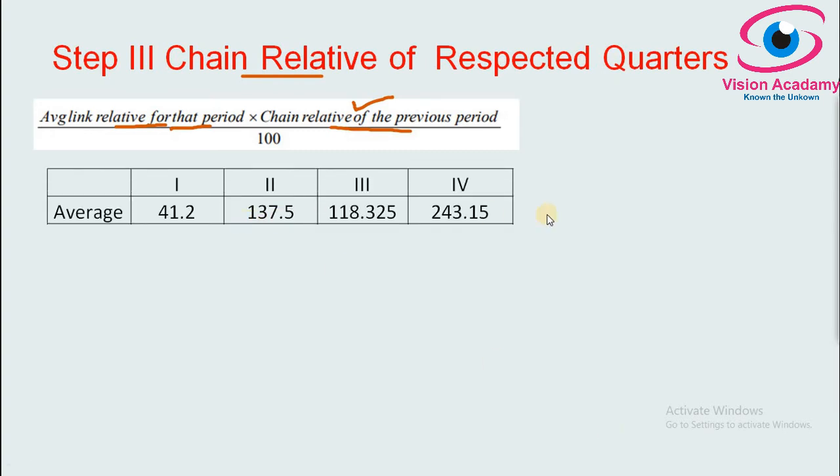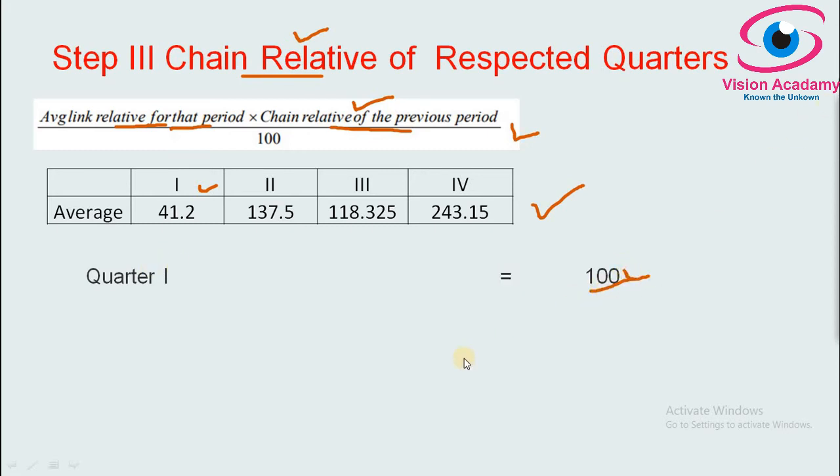So these are the average link relatives we obtained in the last step. This is the average link relative of step number 2. So let us find the first quarter. Chain relative is 100 because we cannot apply this formula, as I told you. Average link relative for the first quarter is 41.2, whereas the chain relative of the previous period, which means in this step we are dealing with chain relative since we cannot go back. So for the first quarter the chain relative is absent, so we assume 100.